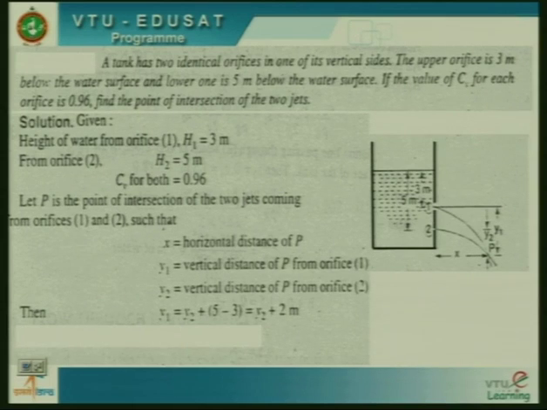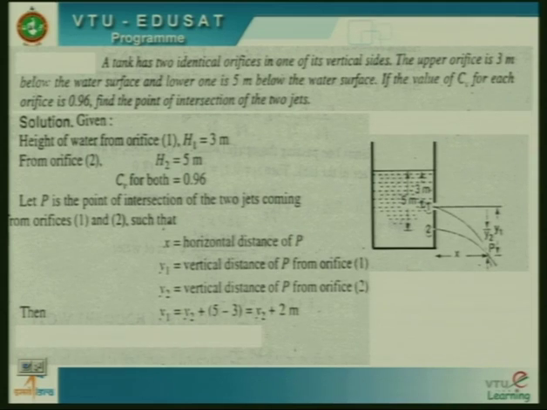Look at this. A tank has two identical orifices in one of its vertical sides. The upper orifice is 3 meter below the water surface and the lower one is 5 meter below the water surface. If the value of CV for each orifice is 0.96, find the point of intersection of the two jets.